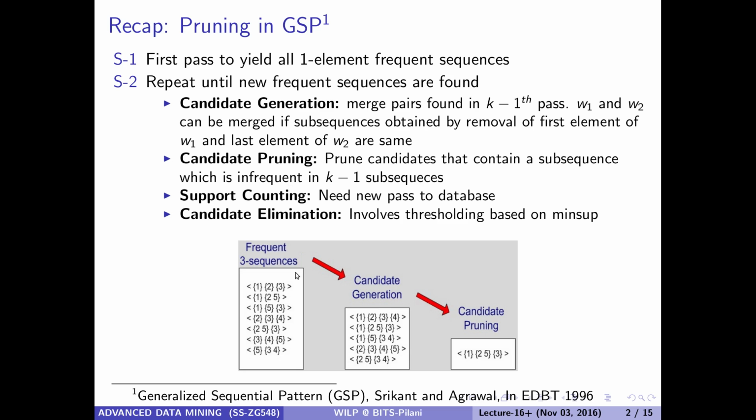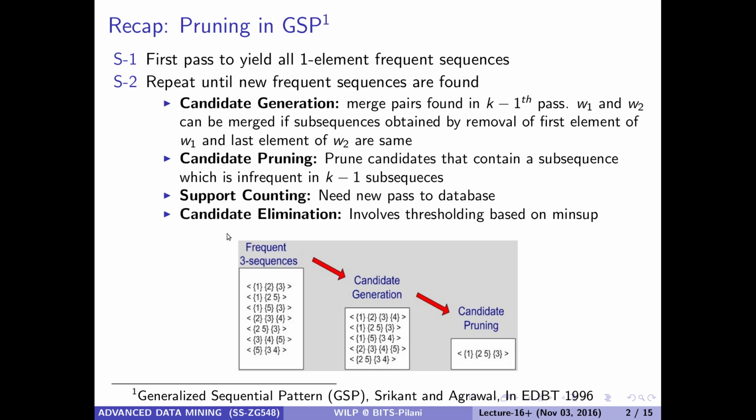After you generate all these, you have to do the candidate pruning, and after pruning you go for the support count and do the candidate elimination. The elimination is based on a threshold: if the support is less than some value, then you eliminate them. One by one I am going to explain all these steps in this lecture, so that you can easily understand all these topics.